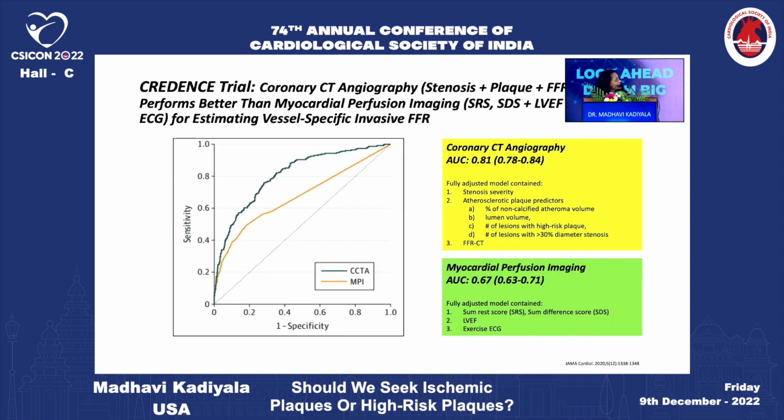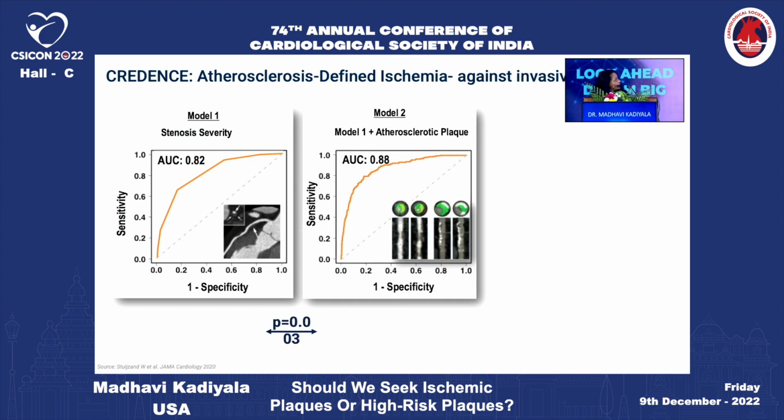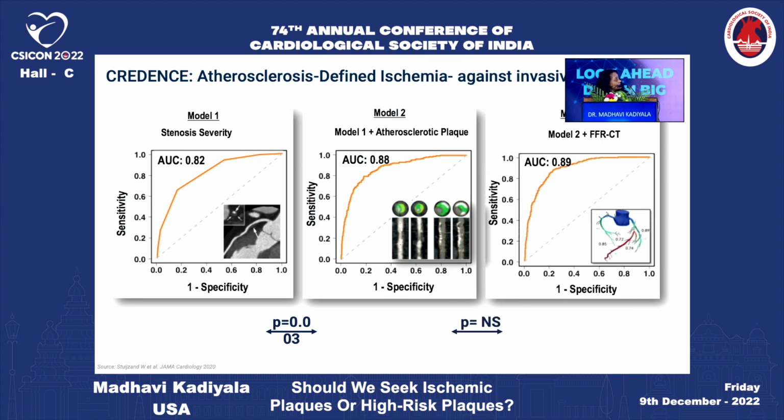And clearly CTA had a significantly higher area under the curve, and was superior to the perfusion approach, even when you combine all the information that you get from there. Moreover, when they looked at it in more detail, if you just looked at stenosis severity, the AUC was 0.82. If you combine the plaque information, it was 0.88. And when you add on physiology on top of the plaque-related information, it was 0.89. This was actually not significant.